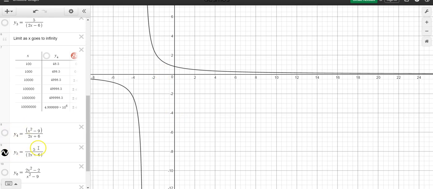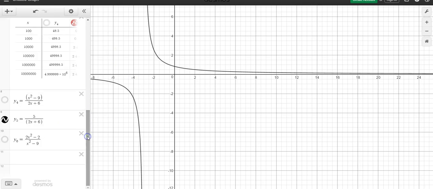Now, how do we know that the limit is going to equal 0? We're saying as x gets infinitely big, y gets closer and closer to 0. So there is a particular value that y is getting close to as x gets infinitely big, and that's 0. Now, how can we tell from the graph that that's going to happen? Or sorry, from the equation.